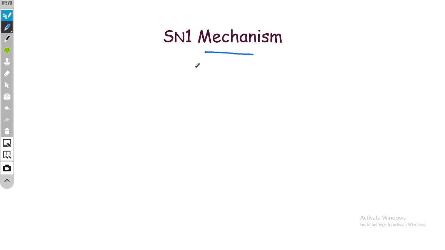SN1 mechanism. As in the case of aliphatic nucleophilic substitution, aromatic nucleophilic substitution reaction in which the SN1 mechanism is happening contains two steps. The first step is formation of carbocation. This type of mechanism usually happens in the case of diazonium salts. For example, here ArN2+. Then the slowest step will be the first step, that is, formation of carbocation.